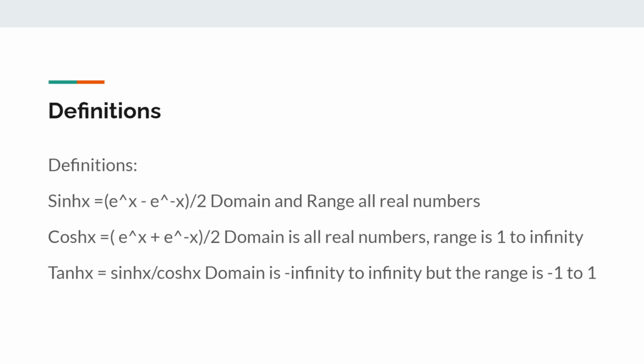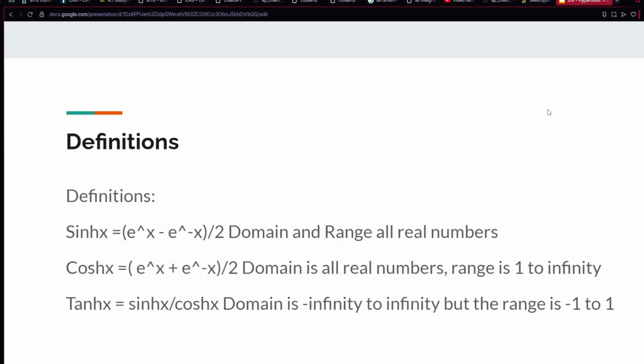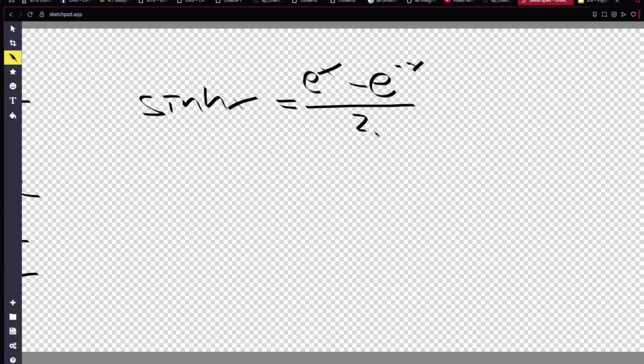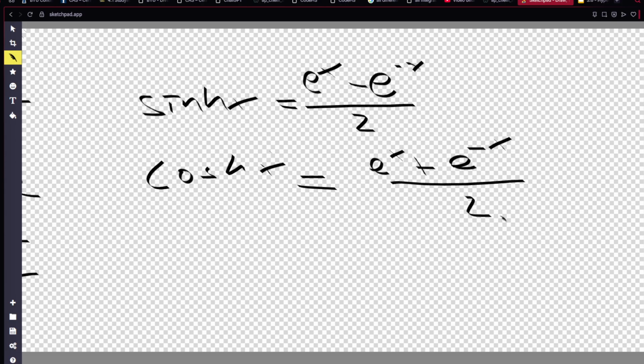So hyperbolic sine x is just these definitions. Sine hx, which is hyperbolic sine x. I'll just say sine h because I don't want to say hyperbolic all the time. It's just the difference of these two exponentials divided by 2. Cosine hx is e to the x plus e to the negative x over 2. And you'll realize that one is odd and the other is even, much like the regular trigonometric functions. So that's why you can think of these functions as cousins of the regular trigonometric functions.